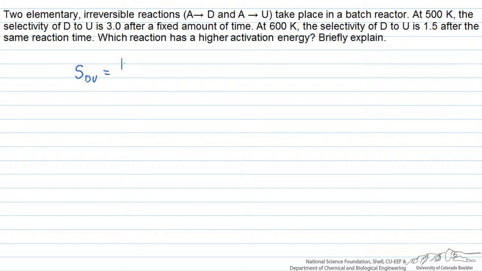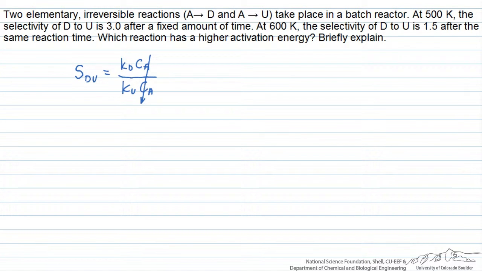If we write out the instantaneous selectivity, that's equal to k_d times the concentration of A over k_u times the concentration of A, because both reactions are elementary and therefore they're first order in A. And so they have the same concentration dependence. And the fact that we might have a different overall conversion at 600 K than we do at 500 K over this fixed time will not affect the relative rates of these reactions, because they depend only on k, and the k depends only on temperature, which is fixed in each of the parts of these problems, 500 or 600 K.